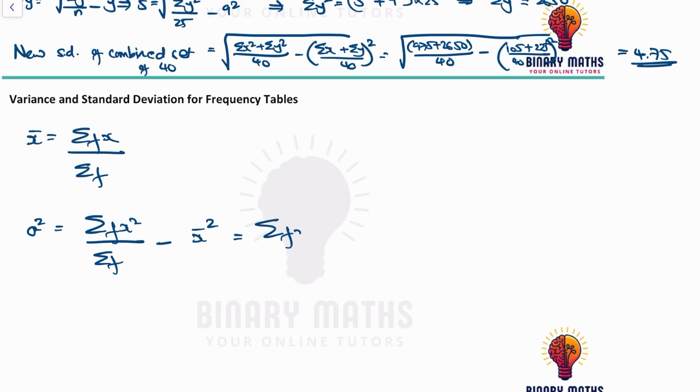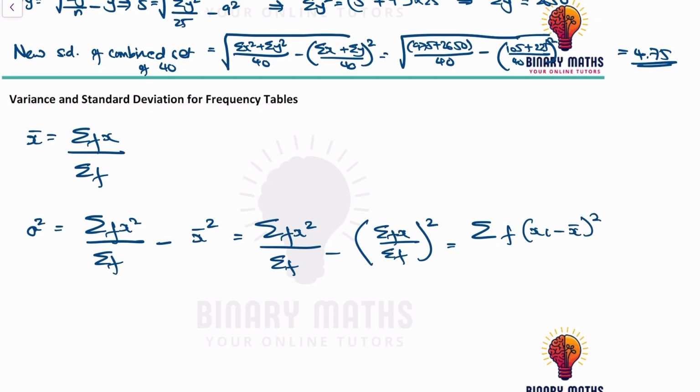You can also write this as the sum of f x squared over the sum of f, minus the sum of f x over the sum of f, all squared. The other way of thinking about it, the initial version that we came across, is the sum of f times x i minus x bar all squared, all over the sum of f. But that's the version we don't prefer to use, but you can if you want to.